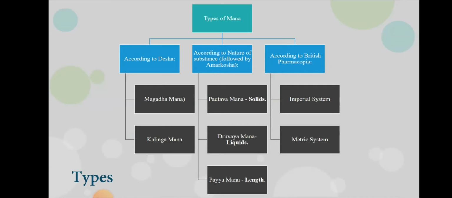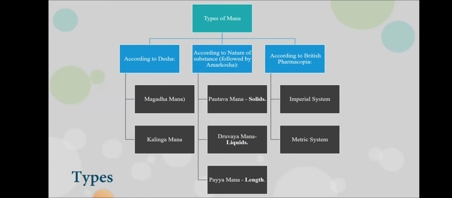And Kalinga Mana is explained by Sushruta. It prevailed in Kalinga Desha. Kalinga Magadham Shrestha. In comparison with the Kalinga Mana, Magadha Mana is considered superior, as it includes Paramanu as the smallest unit of measurement. Okay. Next is the types of Mana according to the nature of substance.